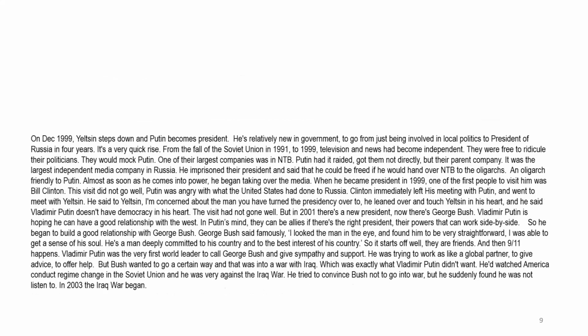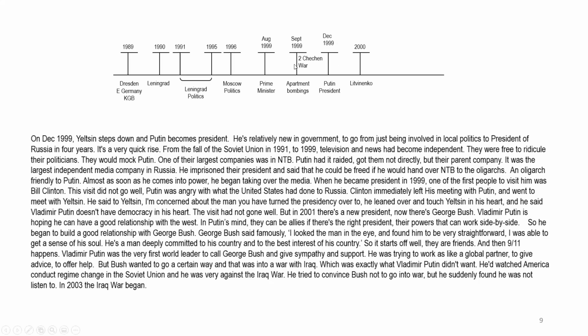In December 1999, Yeltsin steps down and Putin becomes president. He's relatively new in government, going from just being involved in local politics to president of Russia in four years. It's a very quick rise from the fall of the Soviet Union in 1991 to 1999.